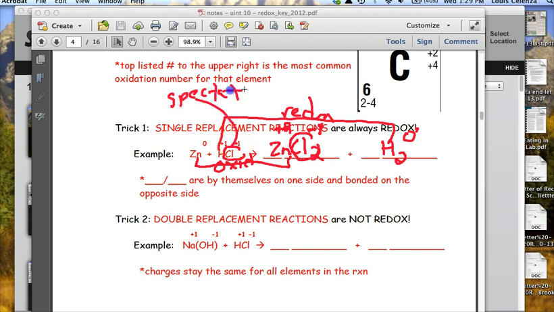Spectator ion. Not a definition that you need to know, but you need to be able to identify a spectator ion in a chemical equation.